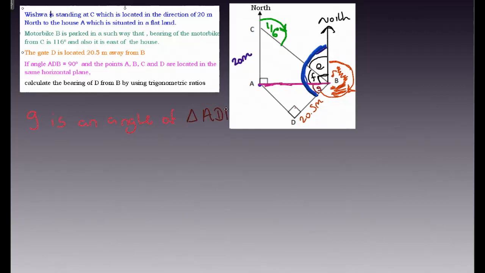All right. And what are we supposed to find out? We are trying to find out angle G's magnitude. Remember, if the requirement is to find the magnitude of an angle of a right angle triangle, and if you're trying to use trigonometry, you need to know the lengths of at least two sides.